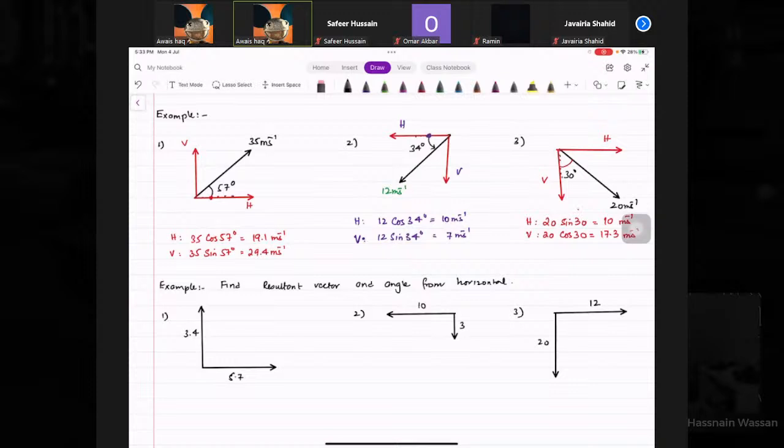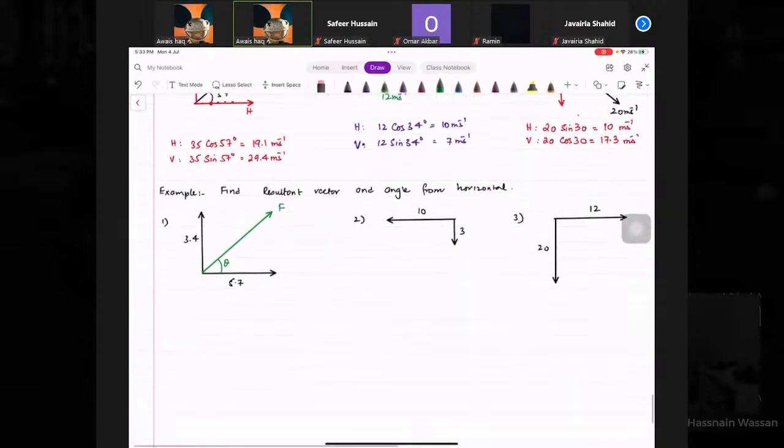It's pretty simple. So basically, if something is going right and upwards, it means the resultant has to be somewhere in the middle as well. This means now we also need to find this angle theta. Let's call this f. So to find f, you use Pythagoras theorem, which is 3.4 squared plus 5.7 squared, just like we have done before, also in O levels. Once you do that, this will come out to be 6.64.